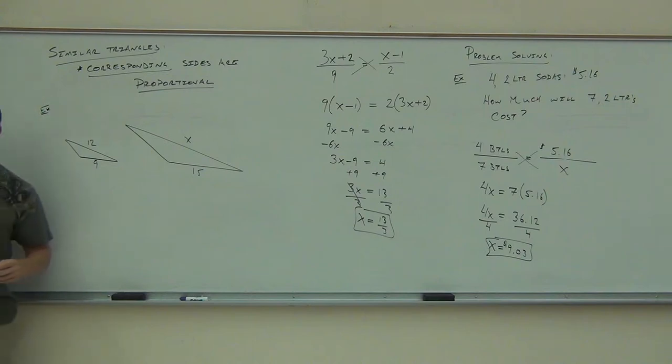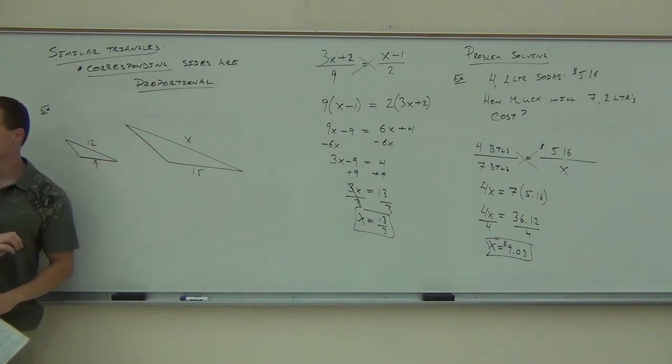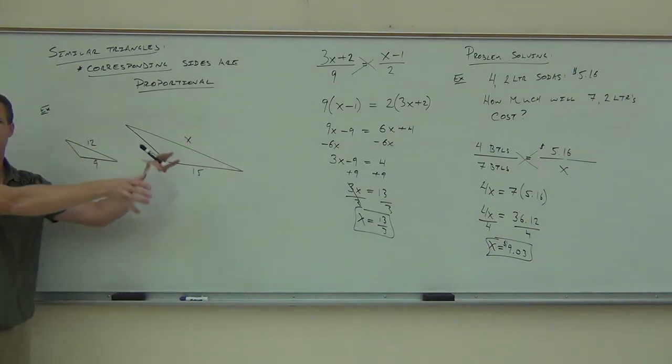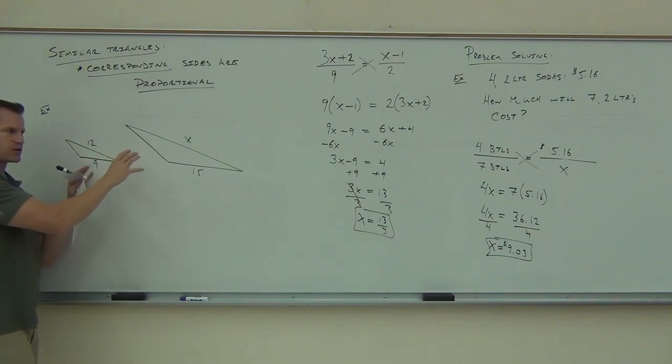Can you please tell me which side matches up with the 9? 15. How about with this blank one? And 12. Good. Even if I were to turn this triangle around, those would still be the matching up sides. Do you agree? Even if I had pictured it differently, those would still match up. So you have to look at the same relationship amongst those sides, that means corresponding.